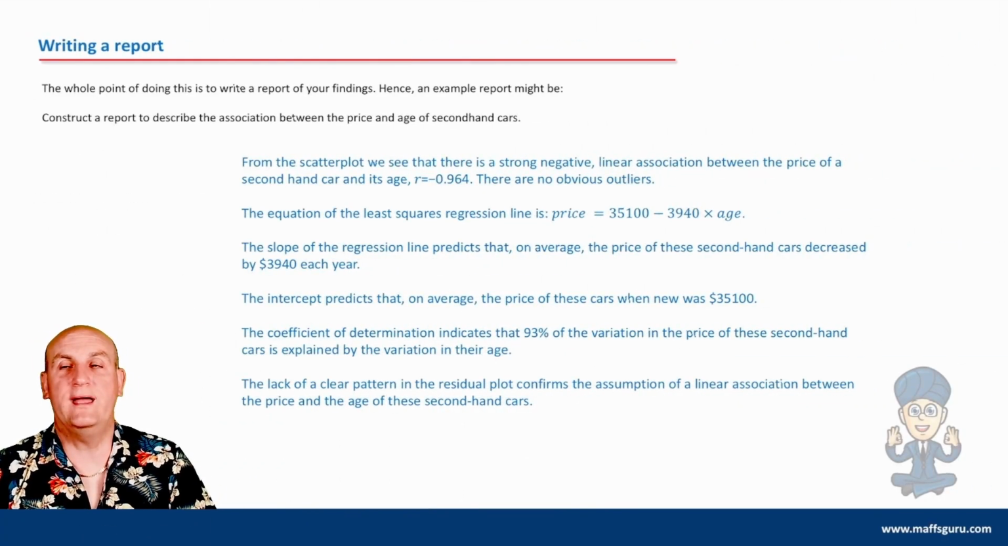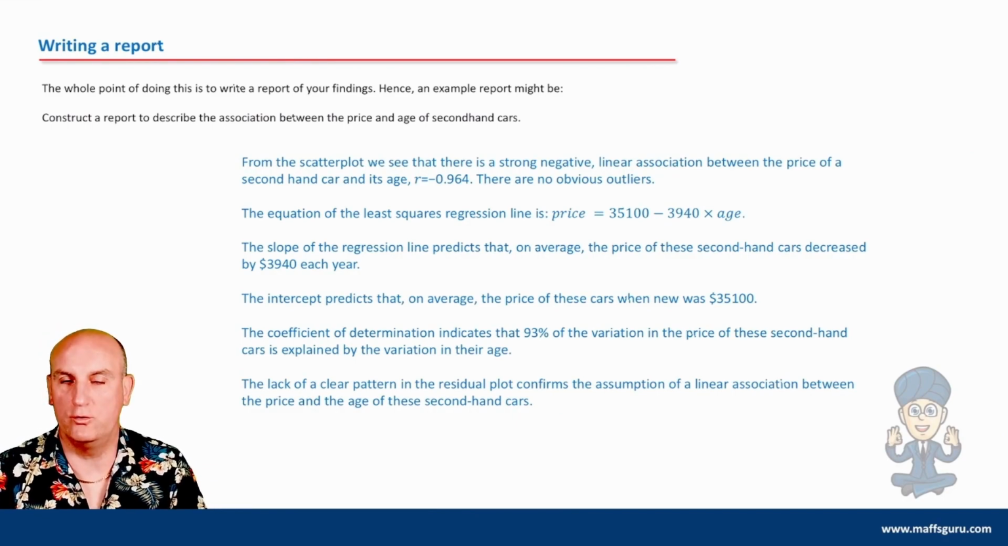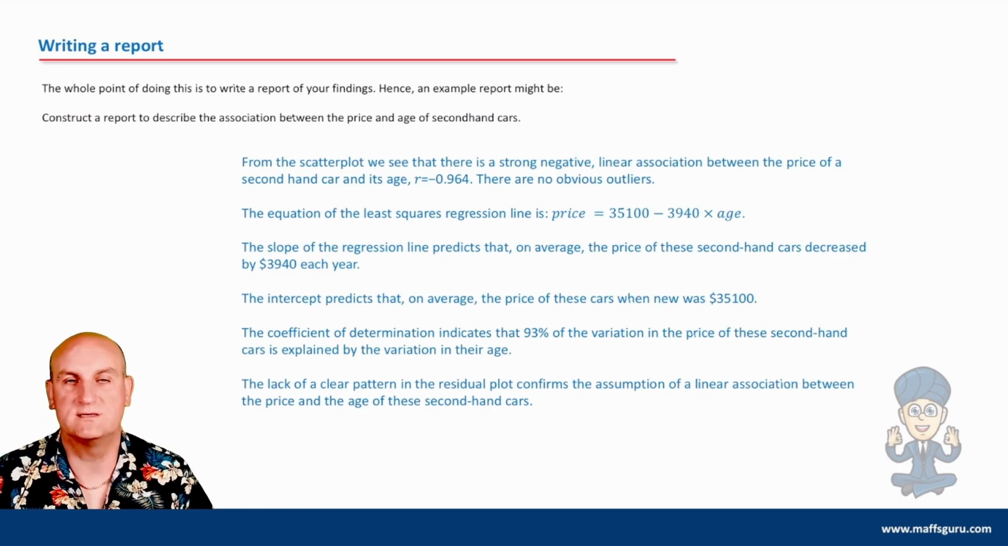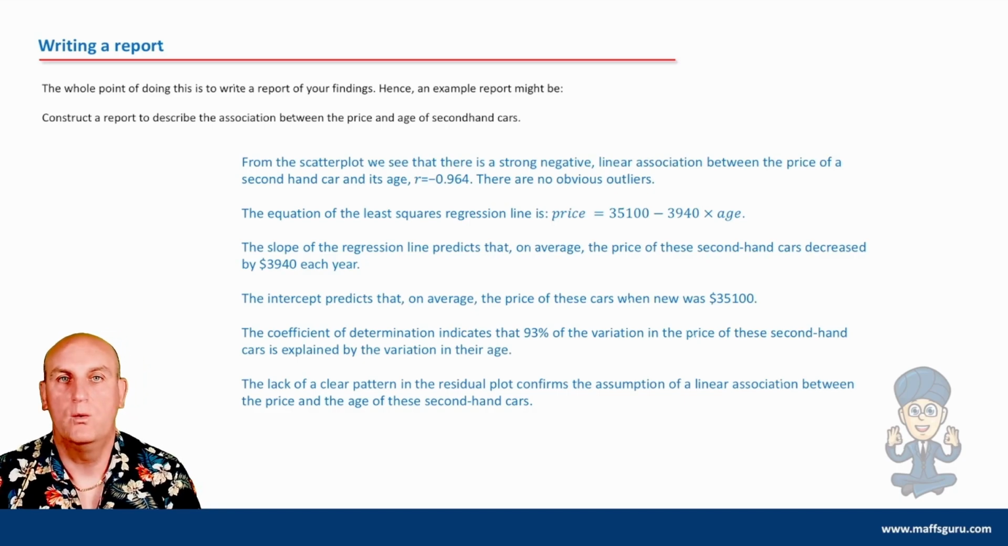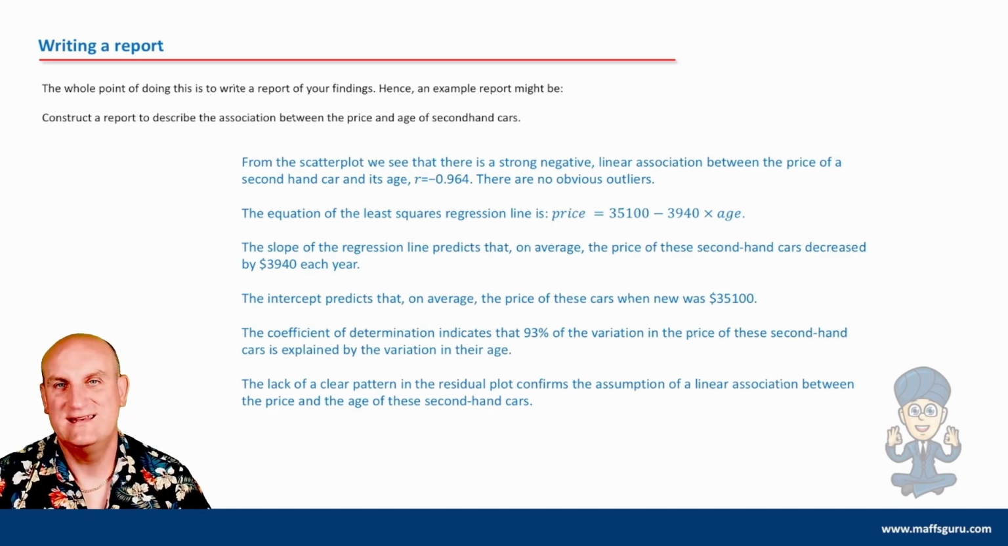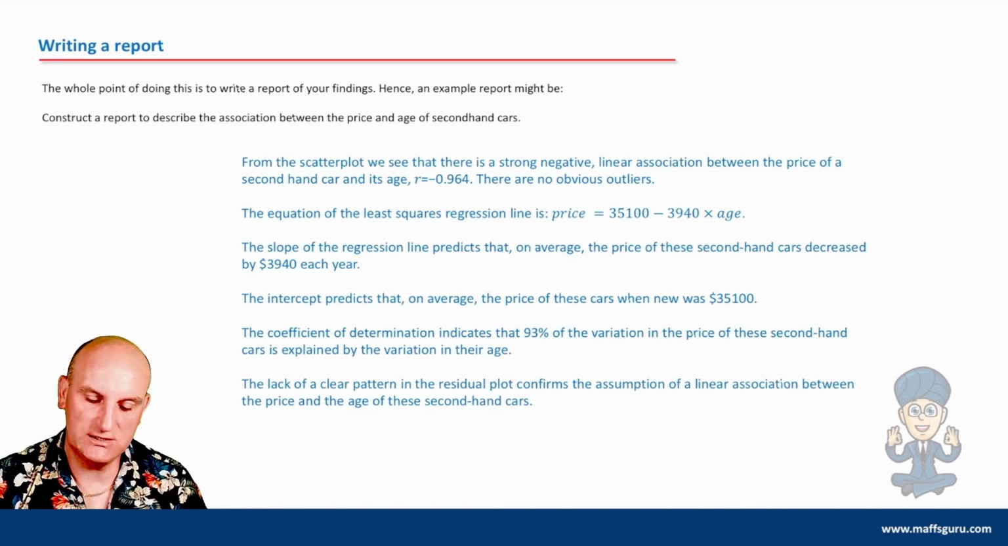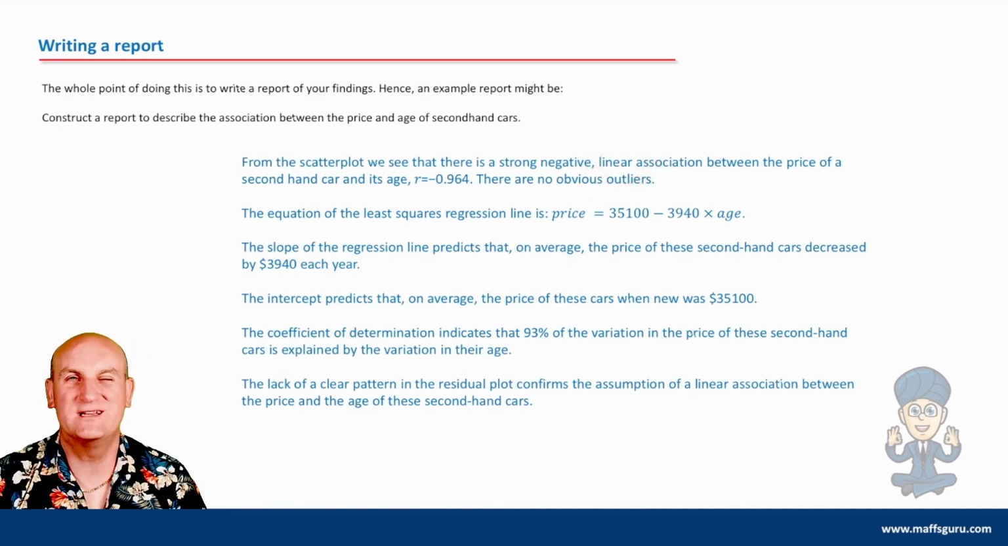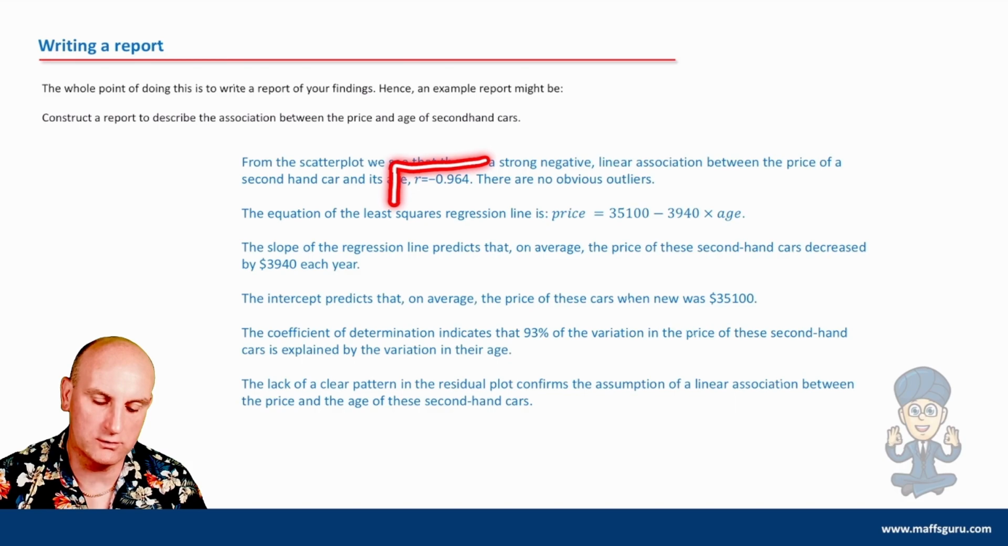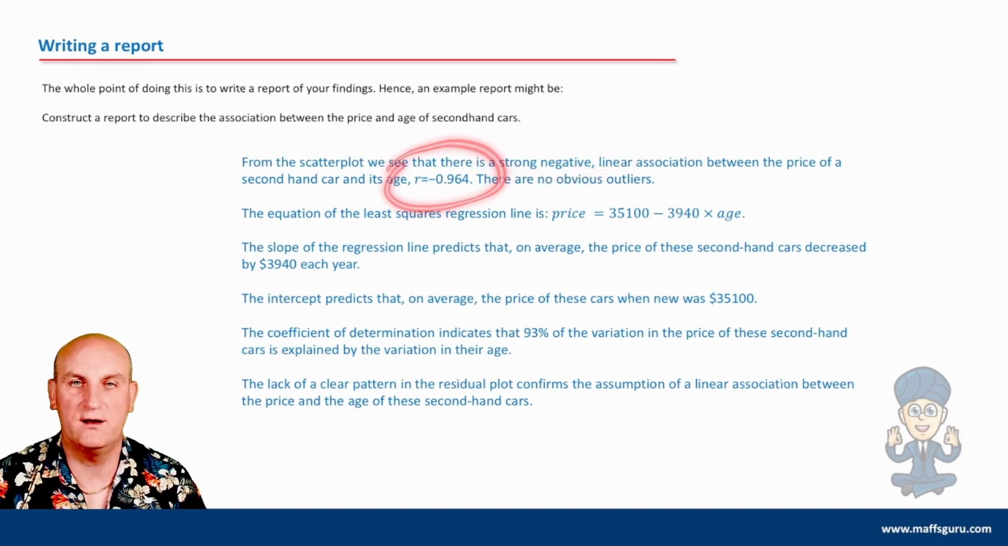Now, obviously, once we've done all that, we have to write a report to put it all together. And this is an example of writing a report. This is where we put words and the maths to what we've got. So from the scatter plot, we see that there is a strong negative linear association. Now, I'm happy to write linear there because we've done the assumption of linearity between the price of the second-hand car and its age. And whenever you talk about statistics, you have to put in the value. So the reason we know it's strong negative linear is because of that R value there.